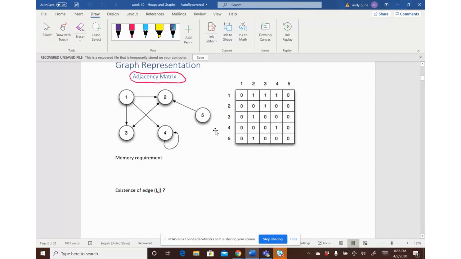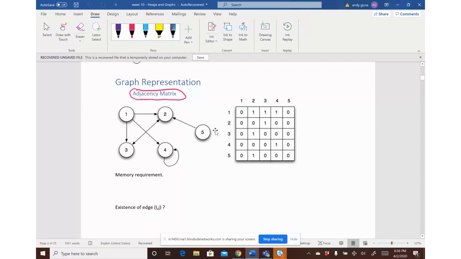Okay, I think where we were before this was that we were talking about the matrix representation of a graph, and the memory required for storing this matrix is n squared. Because if you have n vertices, then you would need an n by n matrix.